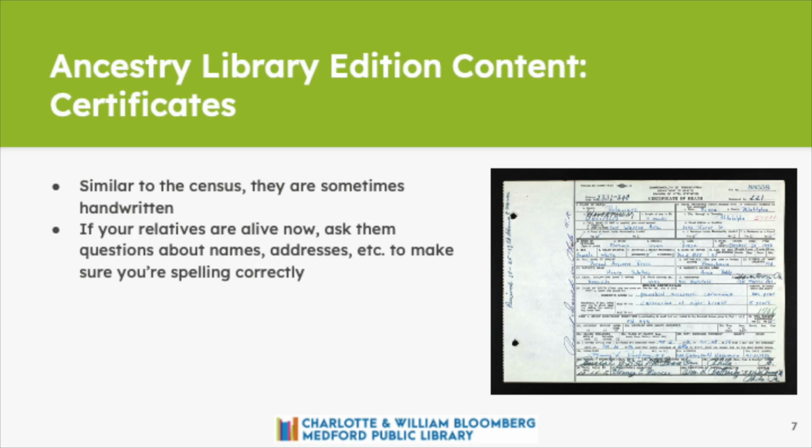Another large portion of the data found on Ancestry Library Edition are certificates, which include birth, marriage, and death certificates. Similar to the census, they are sometimes handwritten. If your relatives are alive today, ask them questions about names, addresses, and more to make sure you're spelling everything correctly. For example, you may think your grandfather's name was Jack, but their birth name could be John or Jonathan.